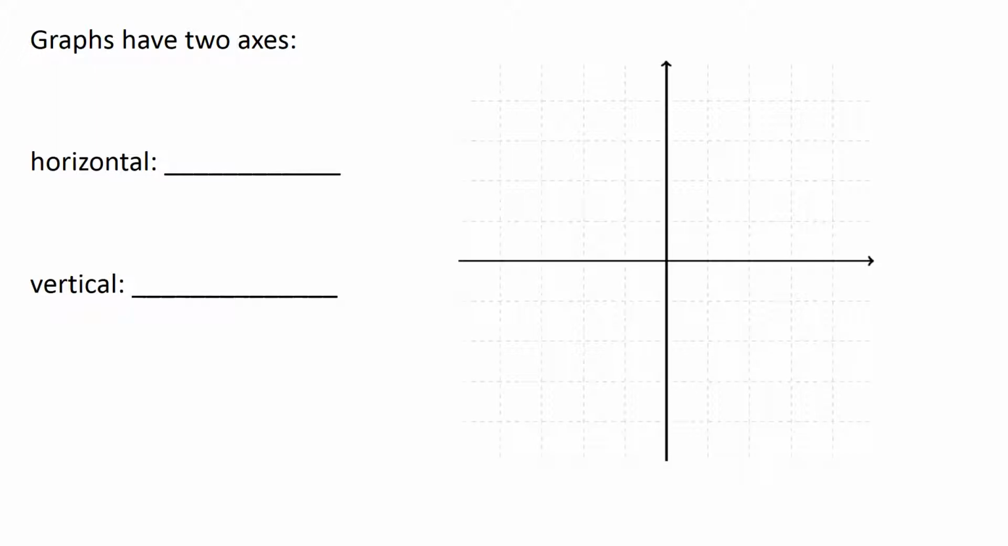So all graphs that we're going to be exploring have two axes. They have a horizontal axis called the x-axis. So horizontal means side to side. So that's this axis here running left to right. And there's also a vertical axis, meaning up and down, which we call the y-axis. So that would be this axis here, running from the bottom up to the top. That's the y-axis.